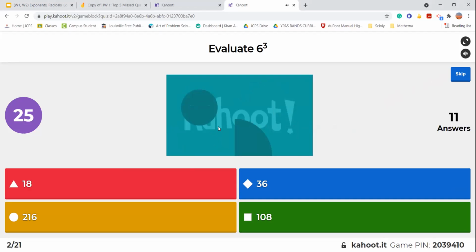Oh, I got it wrong. Oh no, I didn't. Make sure to not sacrifice accuracy for speed.